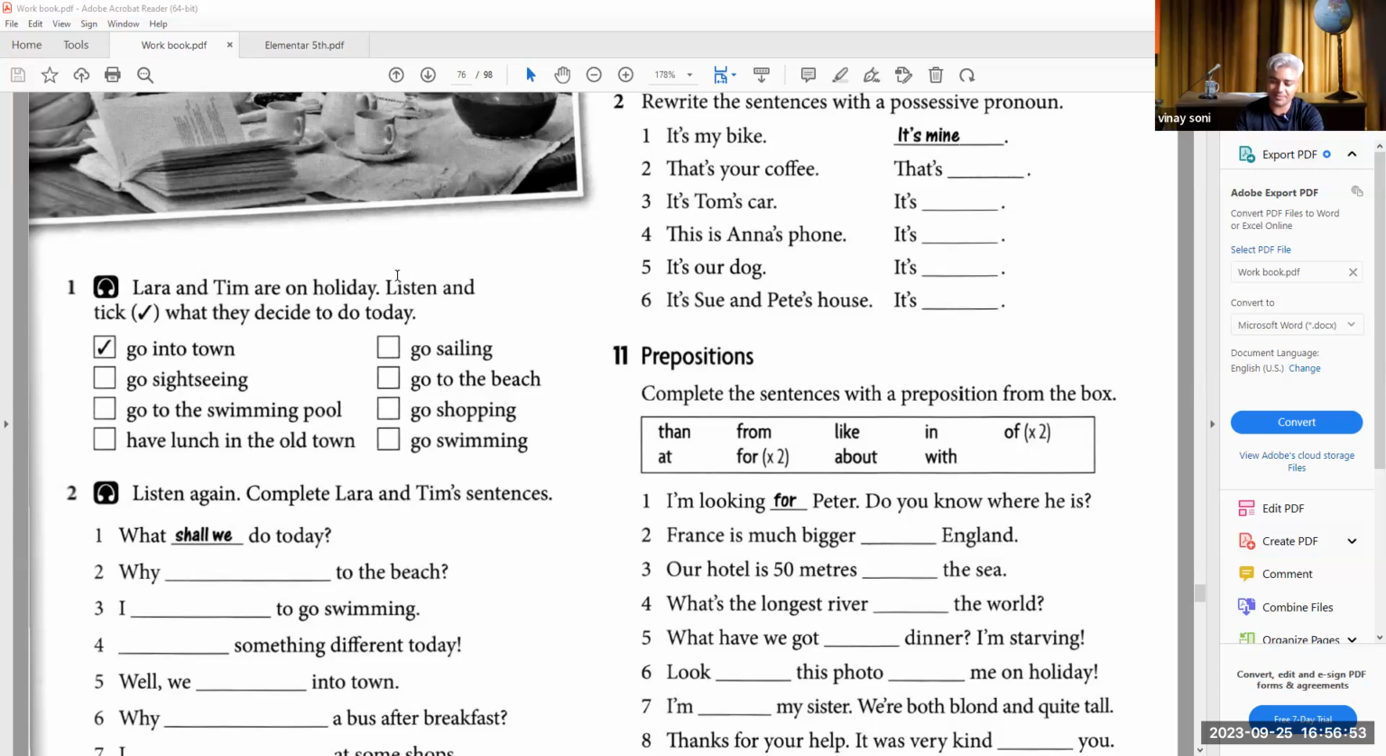Okay, Lara and Tim. If only we could sort out all the arguments, all the disagreements just like this, by talking. Exercise 9, Parts 1 and 2. Let me know if you find anything difficult, okay?